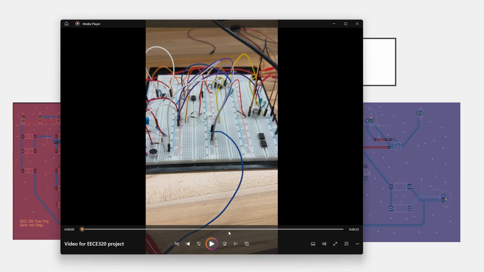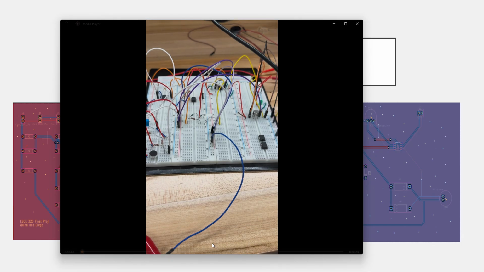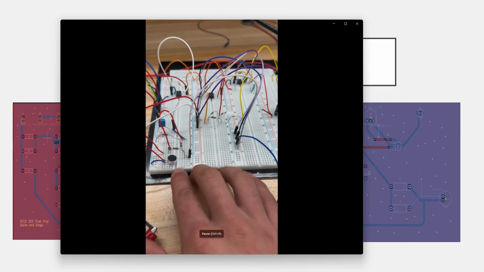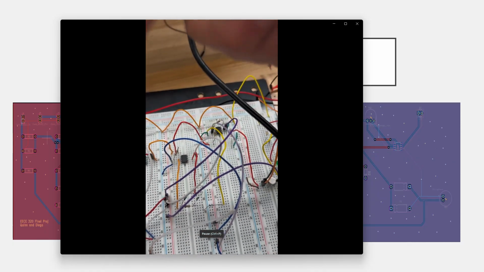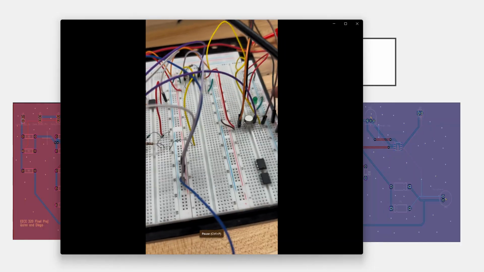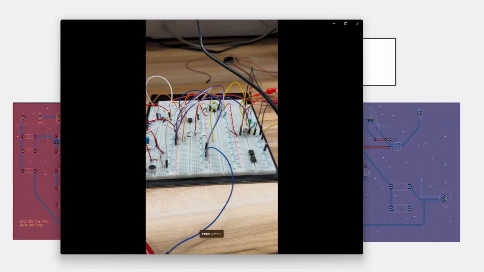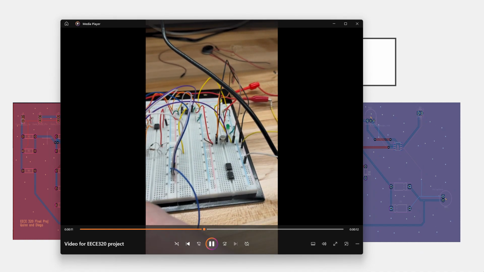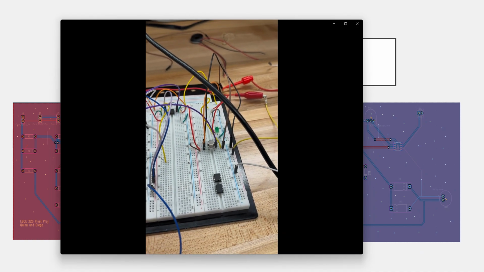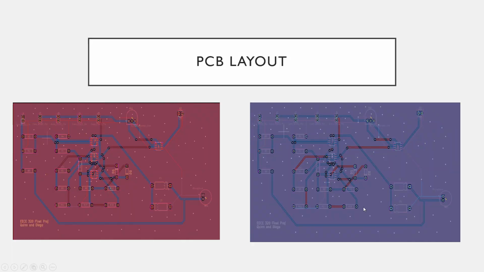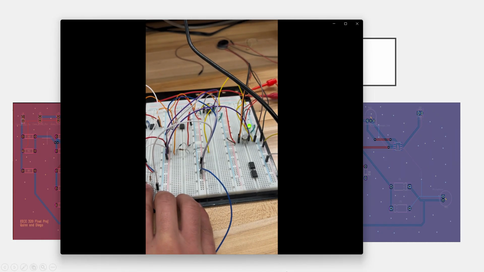Now for our demo video, here's our breadboard working. So this is the microphone, and then this is the IC, and then this is our LED. Alright, and then just any sort of tapping.